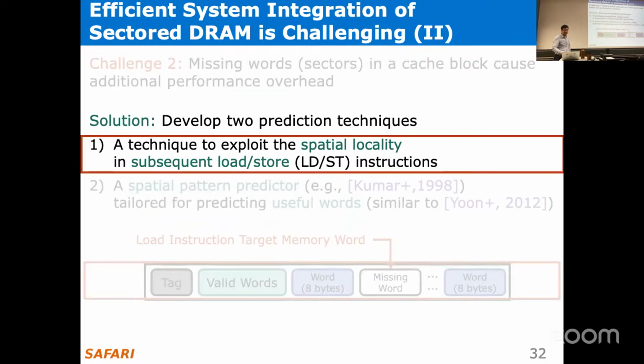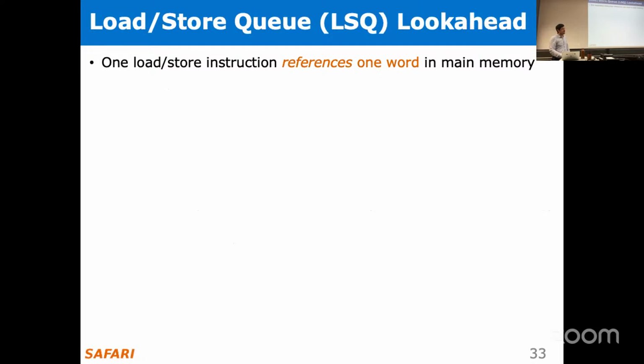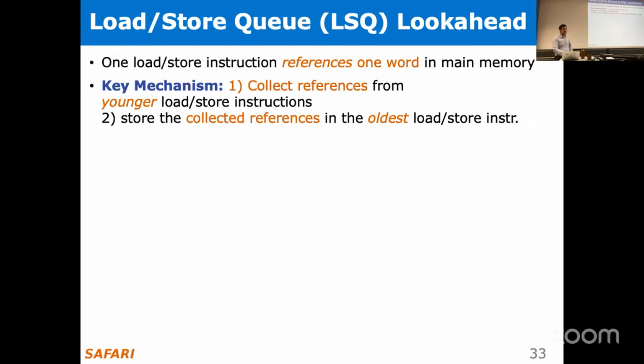I'll describe these next. So we call the first one load store queue look ahead. One load store instruction typically references or accesses one word in main memory. And our key idea is to collect these memory references from younger load store instructions in the load store queue and put the collected references in the oldest one. The oldest one would be the one that's probably executed first.